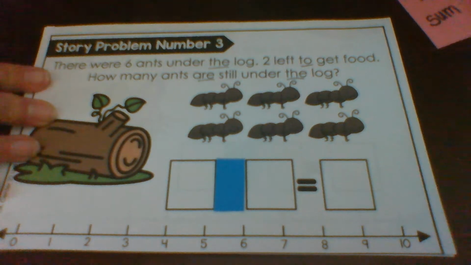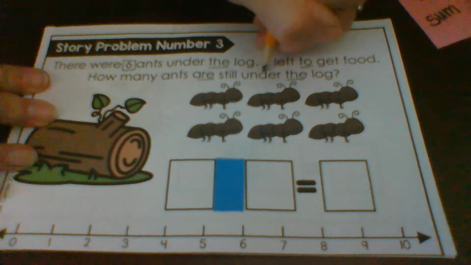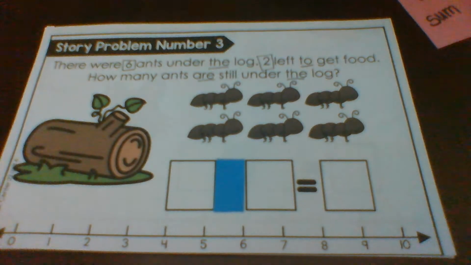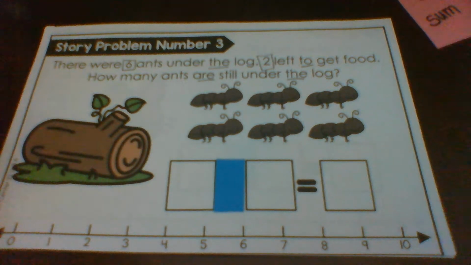Now remember, the first thing I like to do is box my numbers, because that tells me I don't have to look for them. I box them, they jump out at me. And then the next thing I want to do is look for my keywords. Did you hear any keywords? Or if you can't remember any keywords, what makes sense? If there were 6 ants and they left, what would make sense?